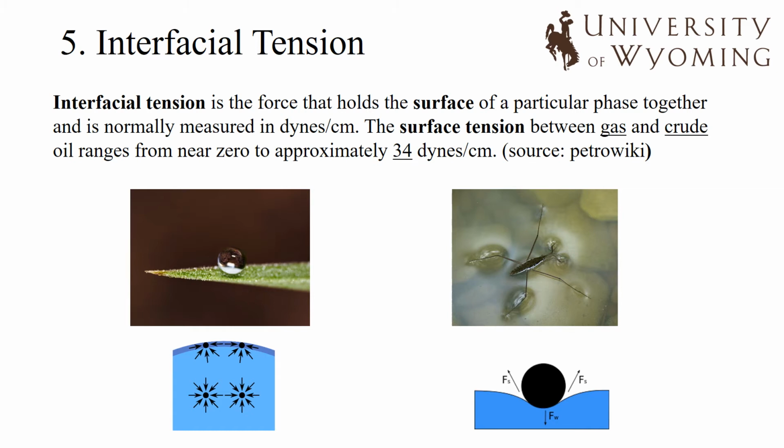And generally there is surface tension and interfacial tension. We generally call it surface tension when we have a gas and a liquid, or generally when one of the phases is gas, and otherwise we call it interfacial tension. So the interfacial tension or the surface tension between gas and crude oil is generally around 34 dynes per centimeter.